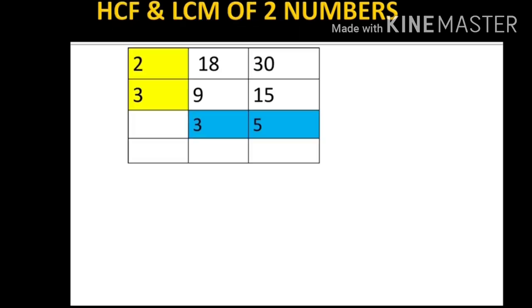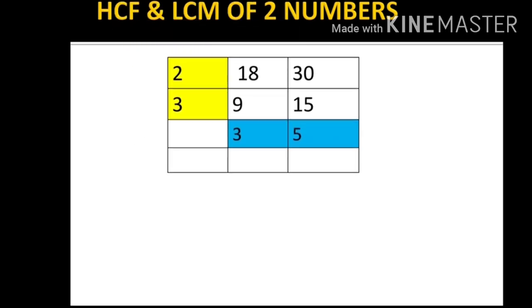HCF and LCM of two numbers. You can see one example here, 18 and 30. Divided by 2 we get 9 and 15. 9 and 15 divided by 3 we get 3 and 5. 3 and 5 are prime numbers. Therefore, the common factors which are in the yellow boxes give the HCF, which is equal to 2 into 3, which is equal to 6.